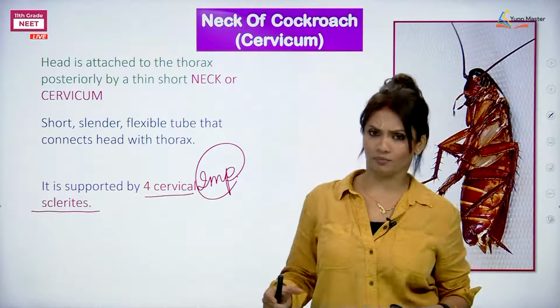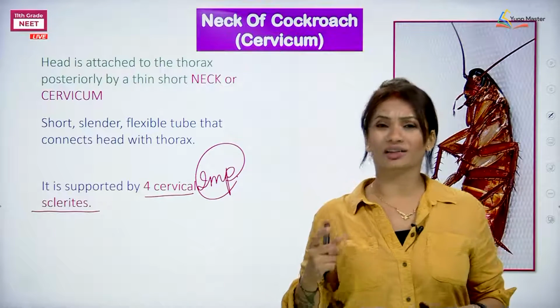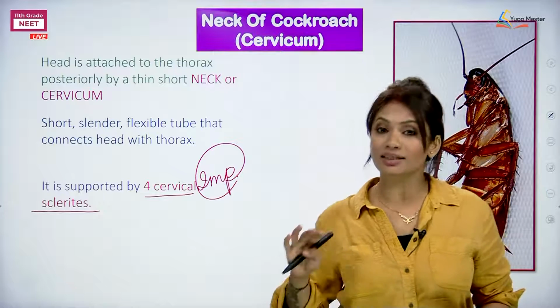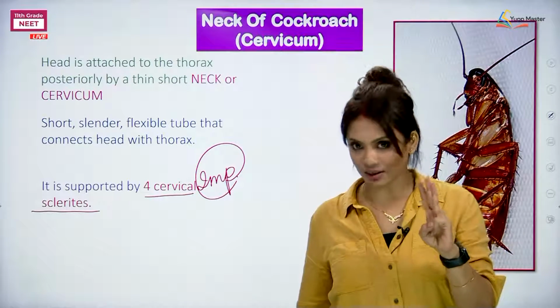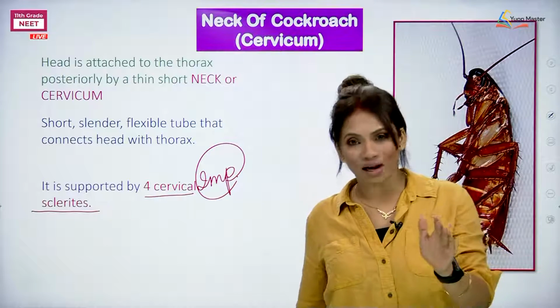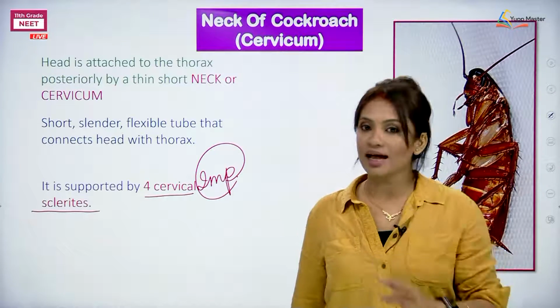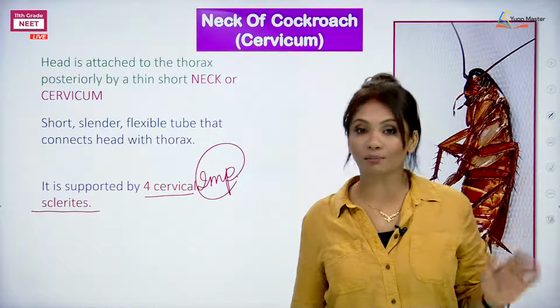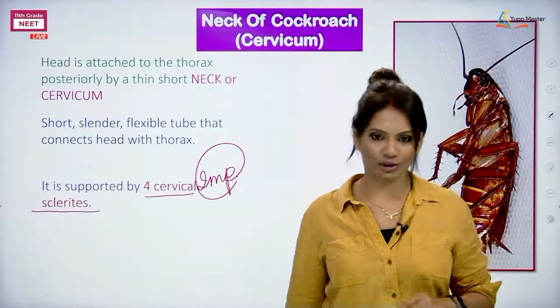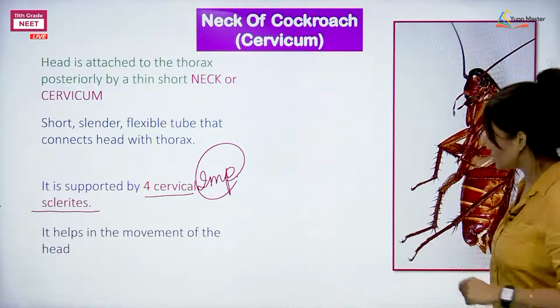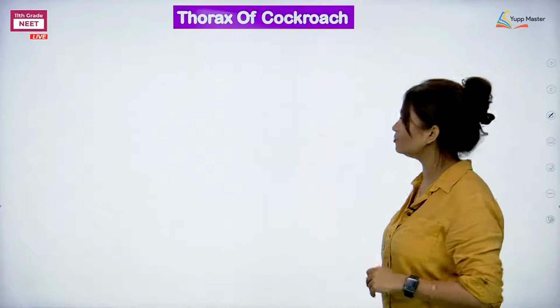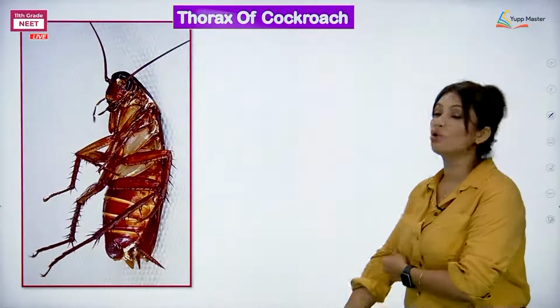But remember one thing: although we are studying the neck as a different structure, it is not a segment of the cockroach. The cockroach is divided only into 3 segments: the head, the thorax, and the abdomen. The neck is not at all a segment of the thorax. The neck helps in the movement of the head. Talking next about the thorax.